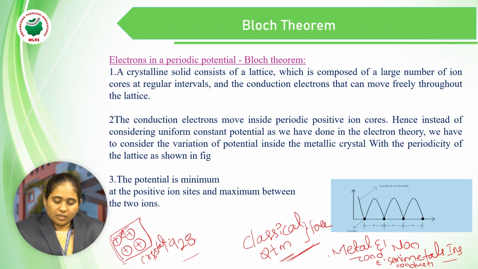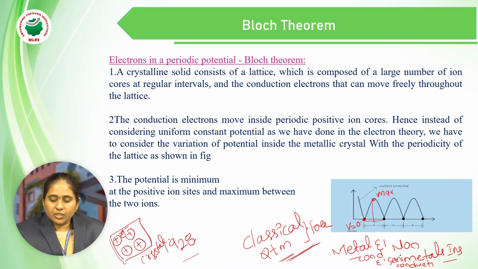But in Bloch, the electron is also moving freely, but there is a varying potential. What is a varying potential? The potential near the nucleus is zero, and the potential in between the nuclei is maximum, that is V maximum. Near the nucleus or positive ion, the potential is zero. That is the first point.